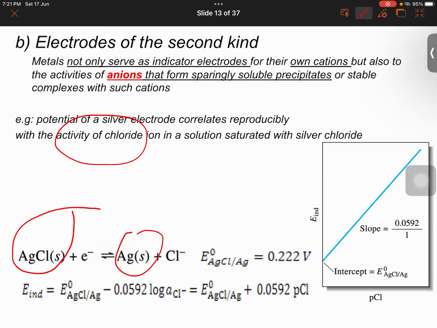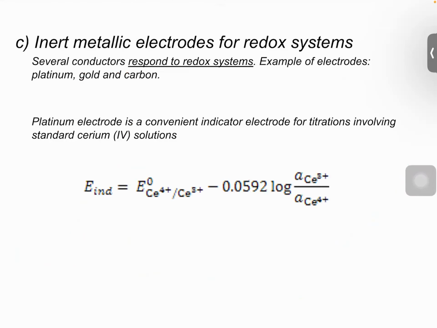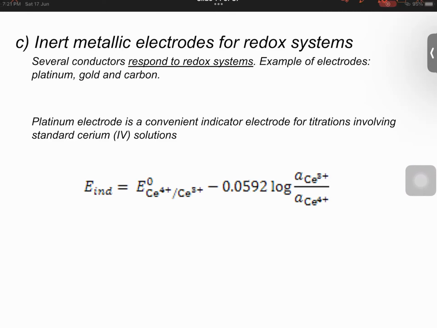Ag as the electrode, and it is responsive to activities of anions that form sparingly soluble precipitates or stable complexes with such cations. So this is the process of using electrode of second kind. We can also use inert metallic electrodes. In this case, platinum electrode.